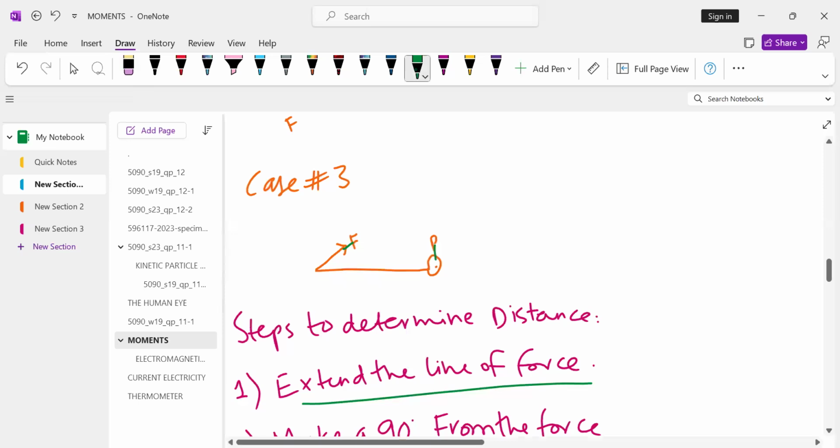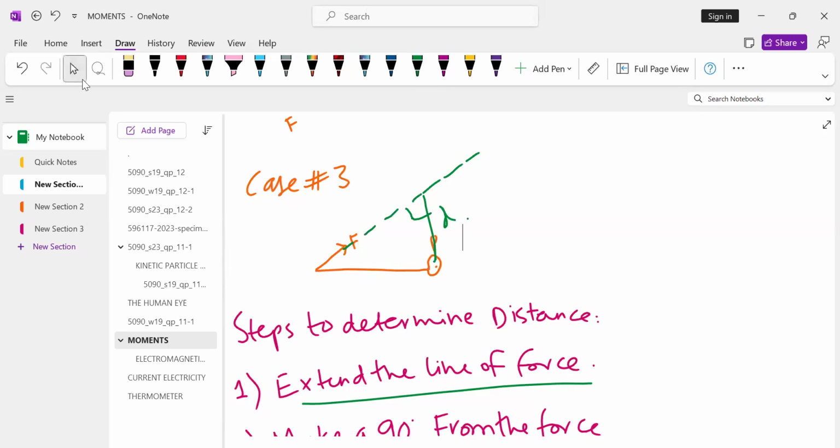Yes, it is making a 90-degree angle. First extend the line of the force and then join it with the pivot. So when you have extended the line of the force, you have to join it with the pivot. So here it makes a 90-degree angle. So this is the perpendicular distance.